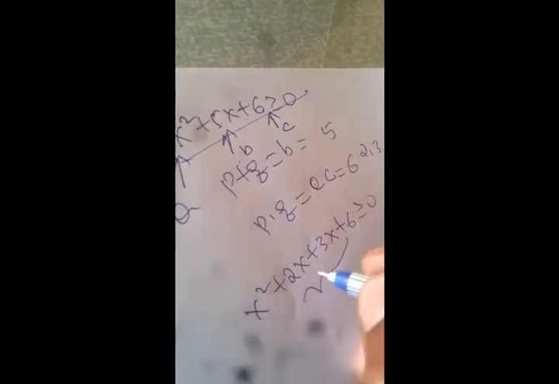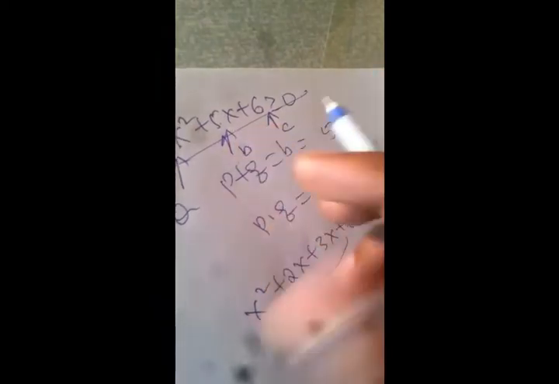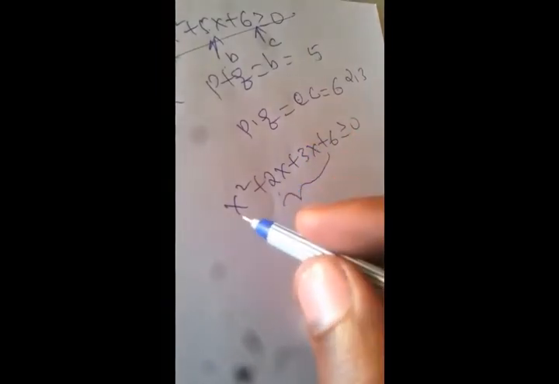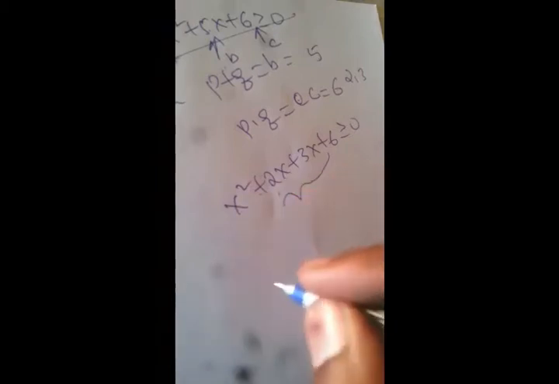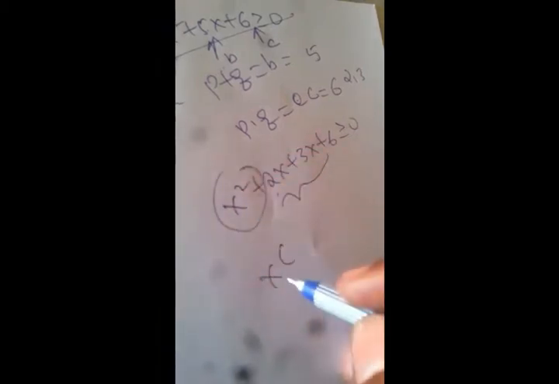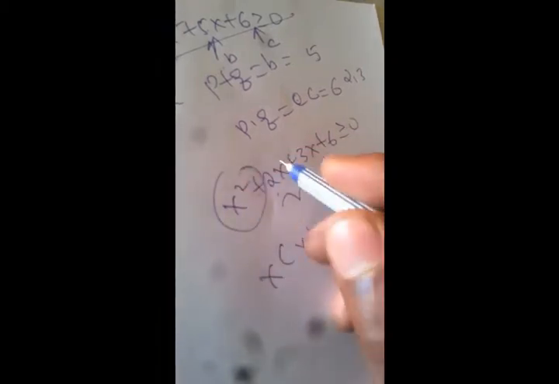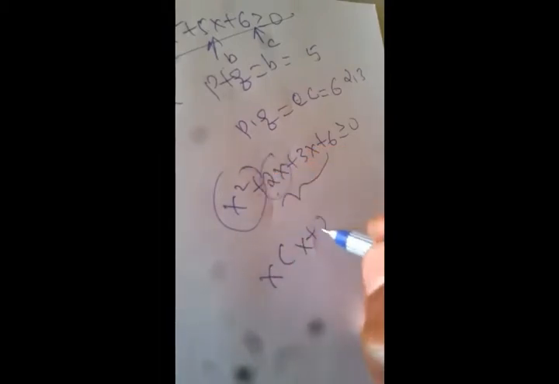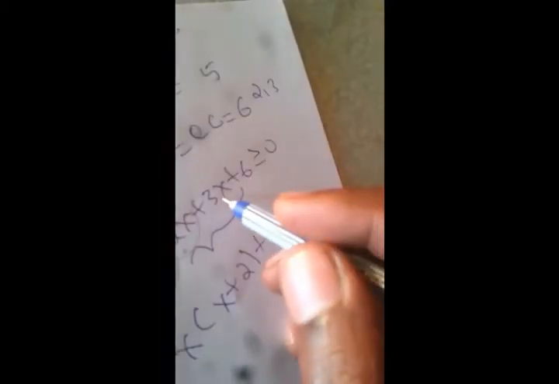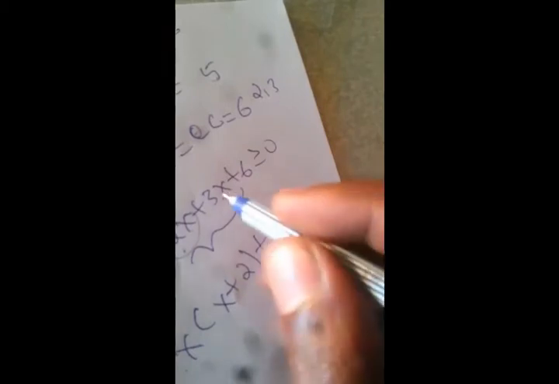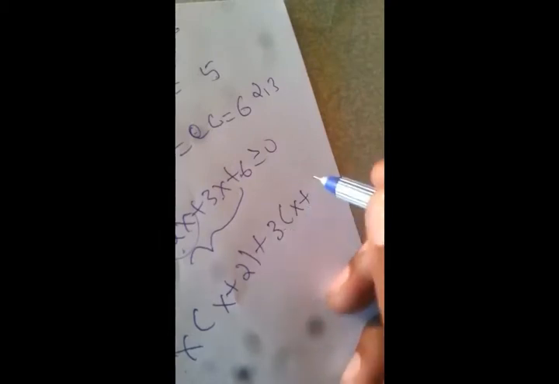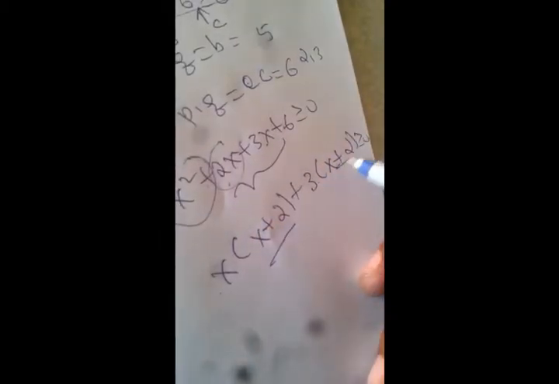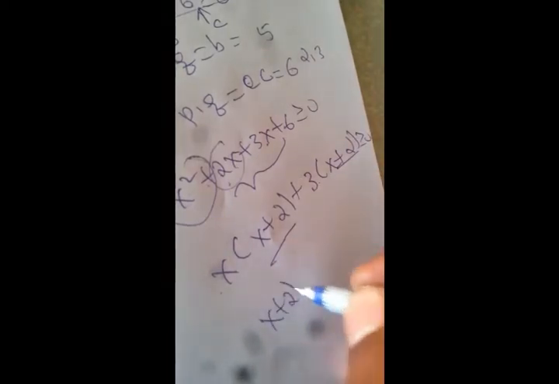We don't add any number. When you add 2x plus 3x, it will give 5x. Therefore the common factor between x squared and 2x will be x. When x squared is divided by x, x will be left, and when 2x is divided by x, 2 will be left. The common factor of 3x plus 6 will be 3, and when 3x is divided by 3, x will be left, and when 6 is divided by 3, 2 will be left. Therefore x plus 2 is common.